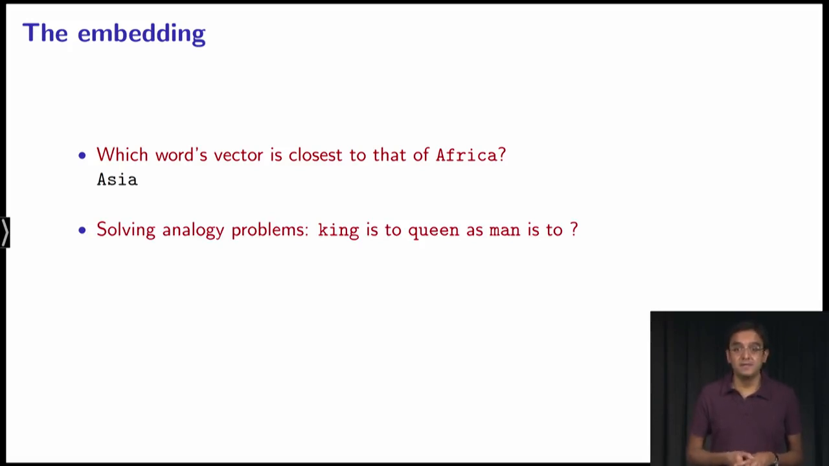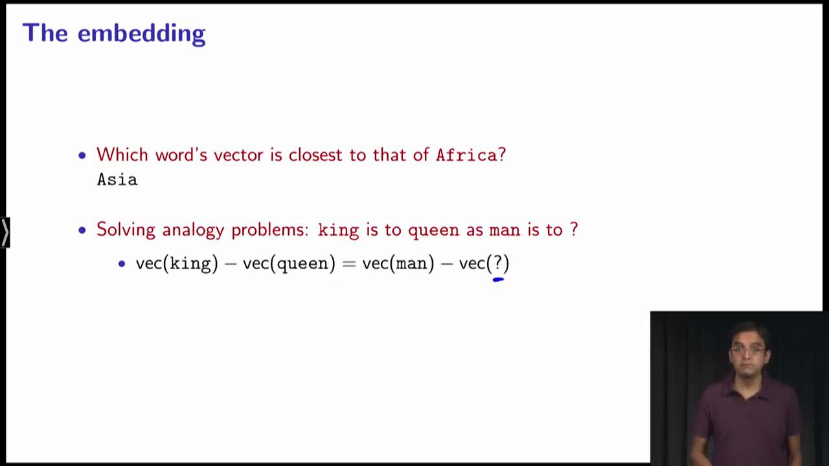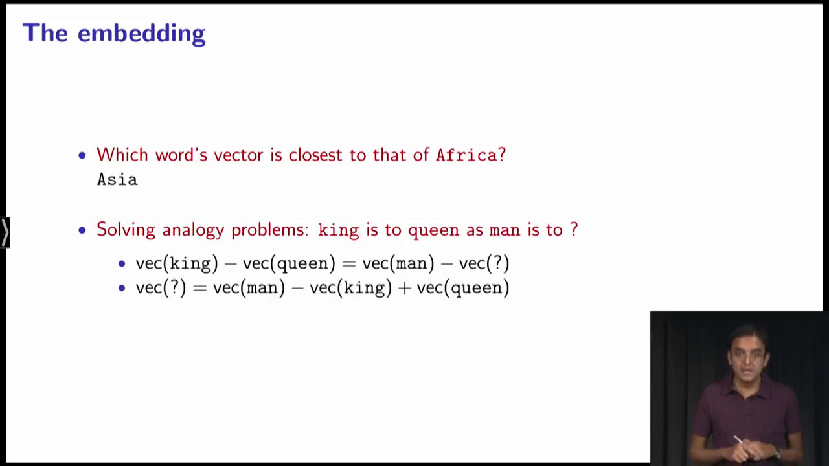Now, one cute way in which these embeddings have been used is in order to solve analogy problems. So king is to queen as man is to what? Well, woman, obviously. But how can we do this on a computer using word embeddings? Well, the way we do this is by writing the analogy as a linear algebraic equation. So what we're saying is that there's some mystery word that we're looking for, and the vector for king minus the vector for queen equals the vector for man minus the vector for the mystery word. What is this mystery word? Well, we have an equation. We can rearrange it, and then we have a precise expression for the vector for the mystery word. We have the vector for man, we have it for king and for queen, so we can compute this expression on the right.